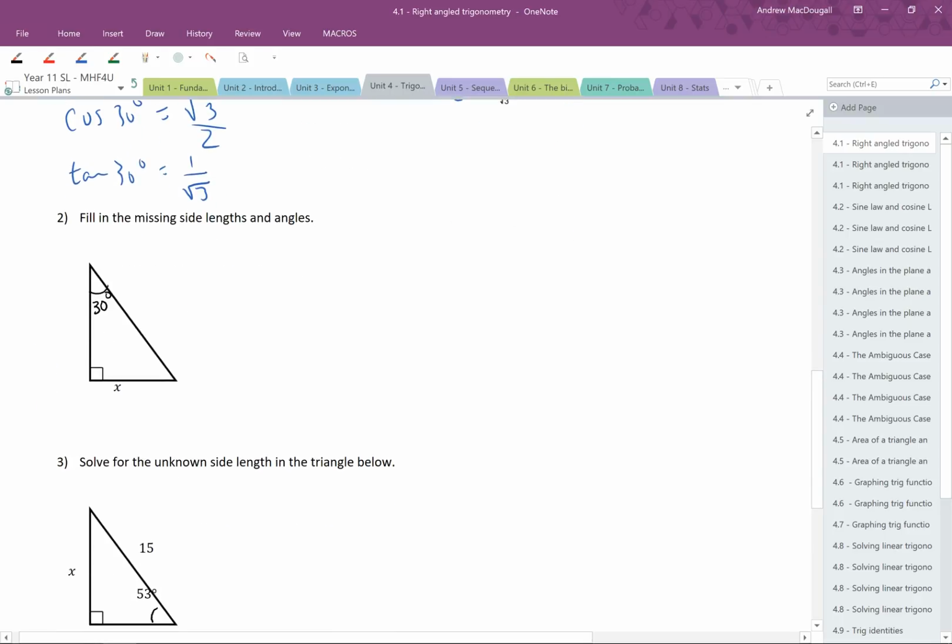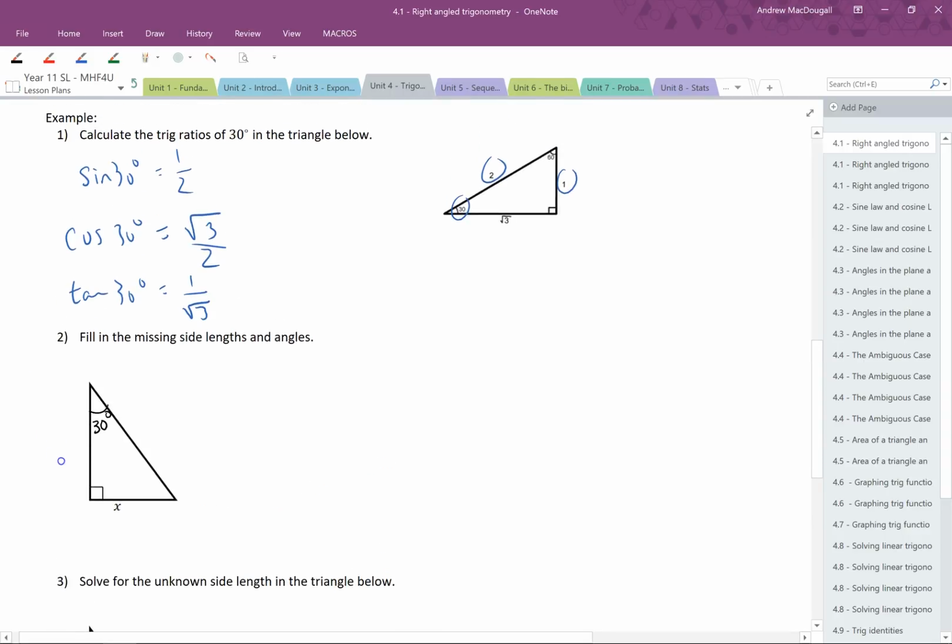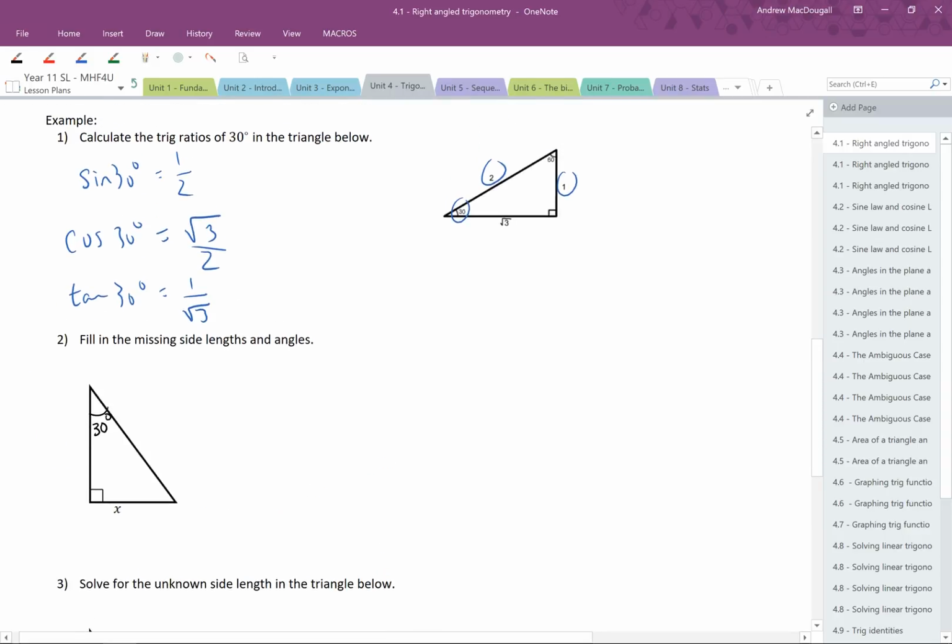Let's check this one out. Let's find the missing side lengths and angles here. So we actually do not have enough information to do this, but we could do it in terms of x. We can't actually solve, but we can write the others in terms of x.